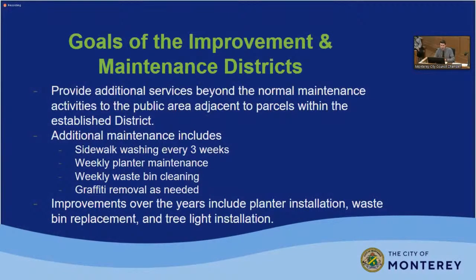The goals we try to achieve with our assessment districts are to provide additional services beyond the normal maintenance activities to the public area adjacent to the parcels within our established districts. This additional maintenance includes sidewalk washing every 3 weeks, weekly planter maintenance, weekly waste bin cleaning, and graffiti removal as needed. Some other notable improvements over the years include the planter installation, waste bin replacement, we like those nice cans, and the tree light installation. These efforts are made possible in large part by our wonderful park staff. So shout out to them.